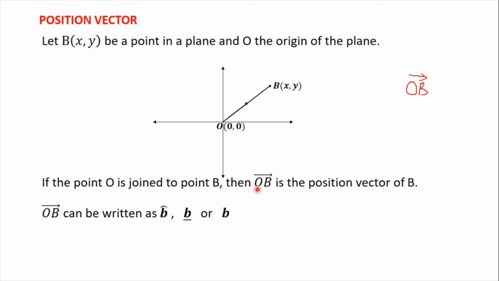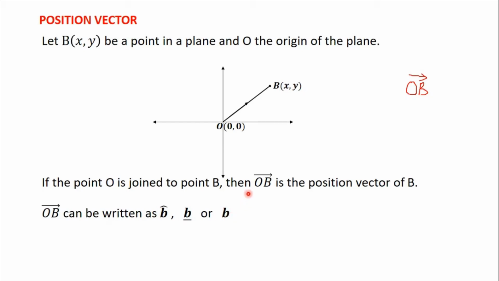This new vector, vector OB, as we've come to know, is called the position vector of B. It can be written as small letter b with this accent on top of it, or small letter b with this line drawn beneath it, or just small letter b. So you see that in some books the position vector OB is written as this. In other books you can see it written as this, and in some other books you can also see it written as small letter b.